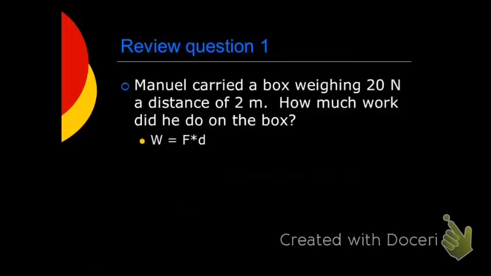Now, I said on your paper you don't have to have the guess method, but in case you've forgotten the formula, there you go. So if you substituted, what would you substitute, Alex? And the final answer is? 40 joules. The amount of work that Manuel did was 40 joules. Okay, Alex, call in someone new.